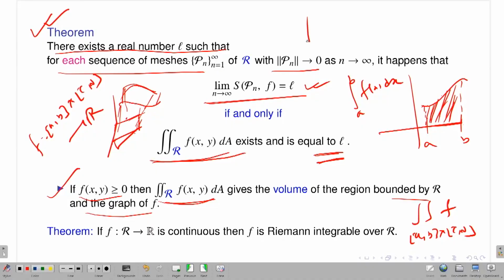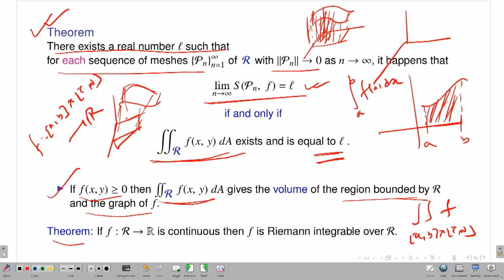Let me try to draw. Suppose this is your square region, and suppose you have a graph. So, this is my graph. That means the volume I will have is bounded by the graph of f and the region bounded by R. So, this is the one, and it will give you the volume of this region. That is the interpretation, and it is expected because I have just extended exactly the same concept of the Riemann integral from R to R to the context of R2 to R, or some rectangular region to R.